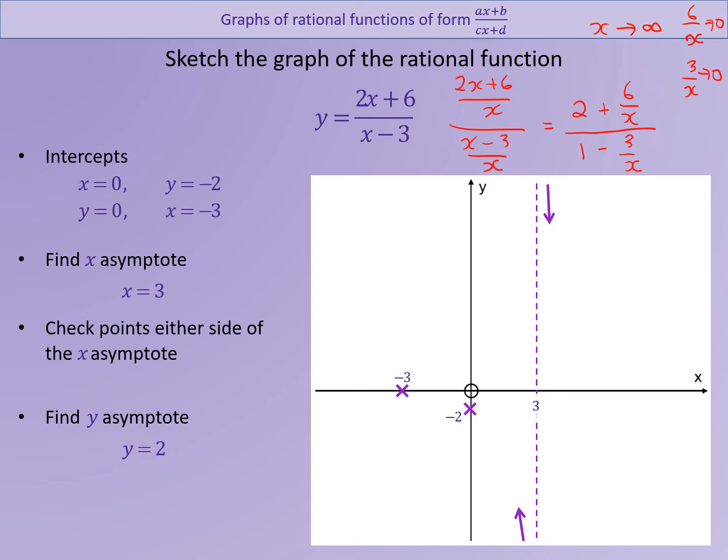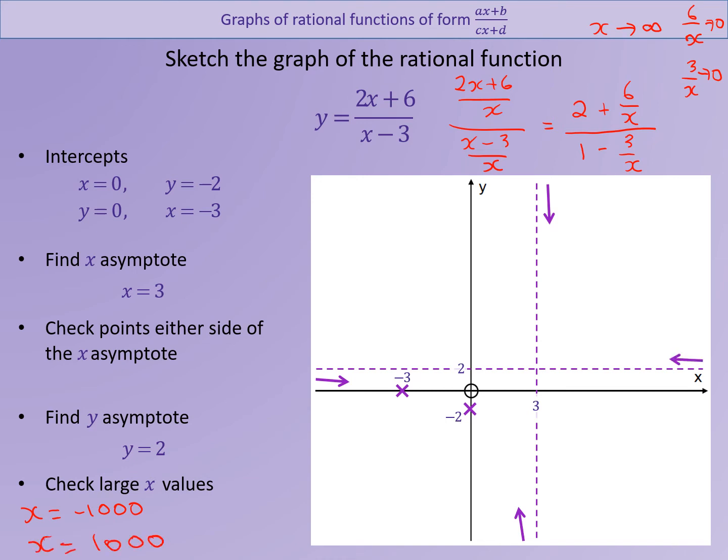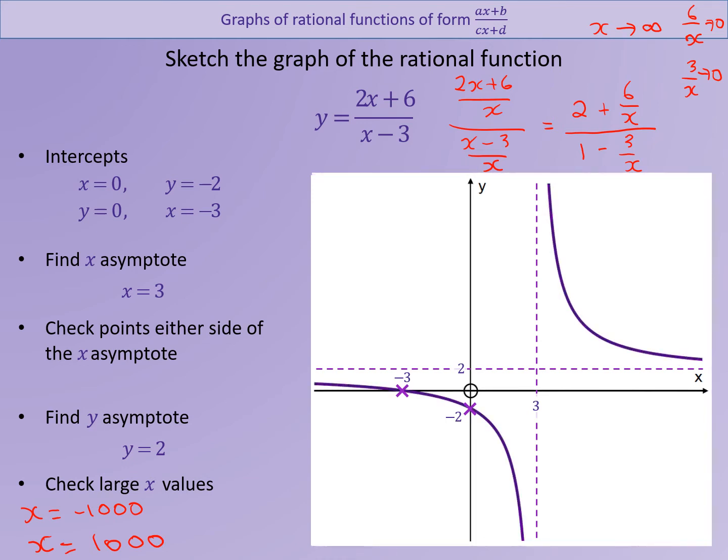And so as we look at this whole function, this means that as x tends to infinity, y would be tending to (2 plus 0) over (1 minus 0), which is just 2, which is here. And so the final step is just to check the large values of x to see what's happening either side of this asymptote. So we can substitute in x being minus 1000, and this would be below the asymptote on the right hand side, and we would check with x being equal to 1000, and that would be above. And then we can join these up and we have our graph.